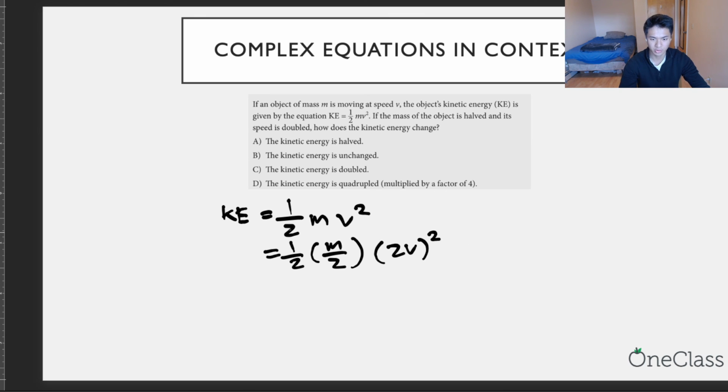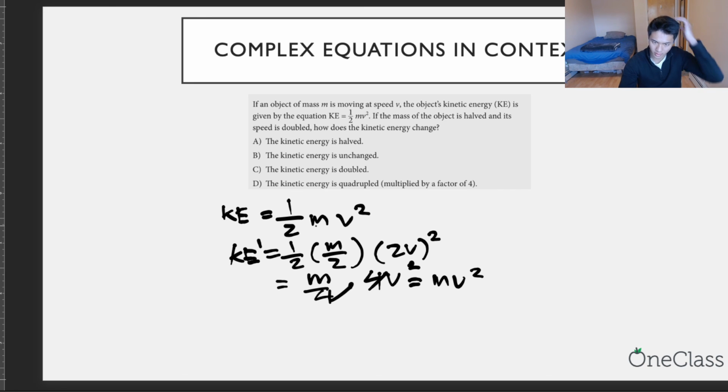How does the kinetic energy change? So how does this change into this, right? So we'll call this Ke1. Putting this together, we get m over 4 times 4v squared, so we just get mv squared. The difference between mv squared and 1/2 mv squared is that mv squared is 2 times the value of 1/2 mv squared, because this is 1/2 and this has no 1/2. So what we can interpret is that the kinetic energy is doubled when you do a halving of the mass and a doubling of the speed.